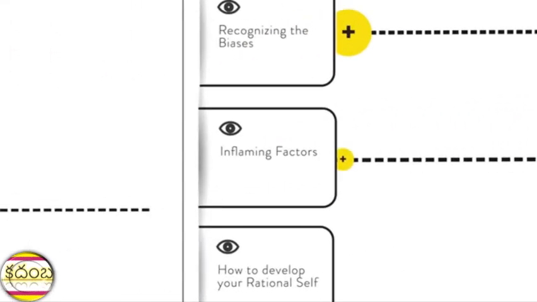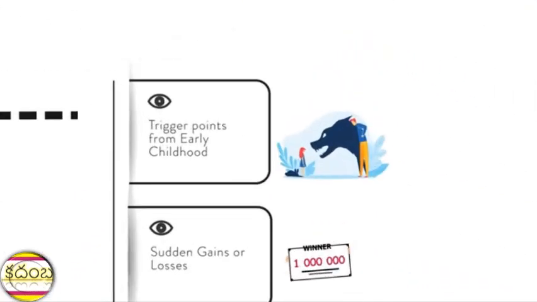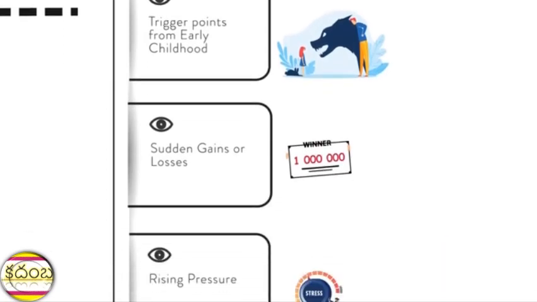Step 2. Beware of inflaming factors. Our minds latch onto emotions and we become reactive. Here are some factors which can inflame your irrationality. Trigger points from early childhood. Sudden gains or losses, like winning the lottery or losing everything that you have, and then on top of that losing someone that you love in the same month.